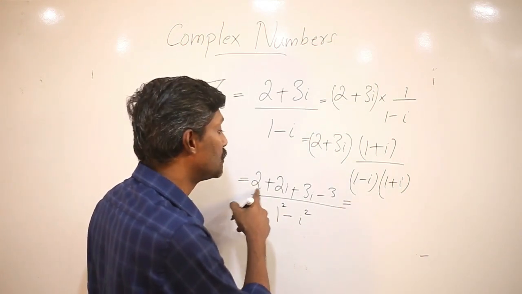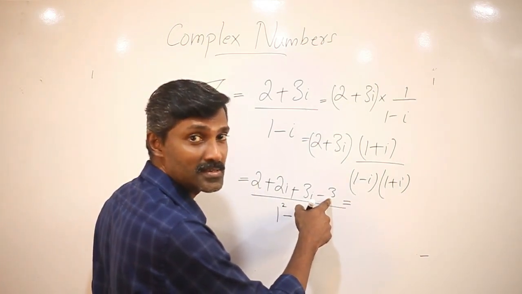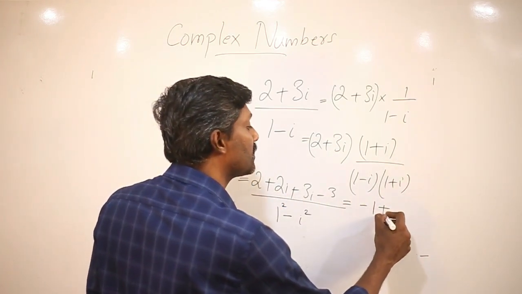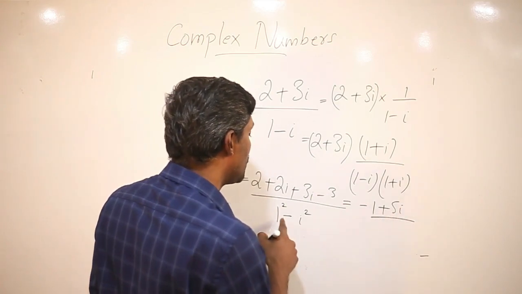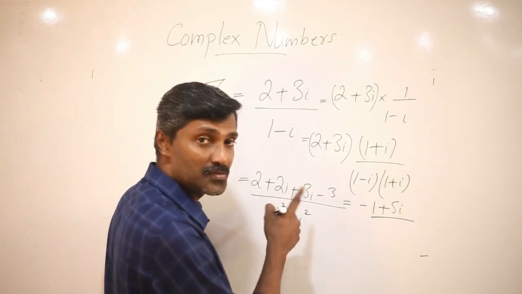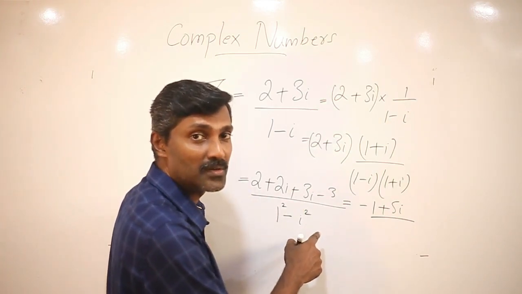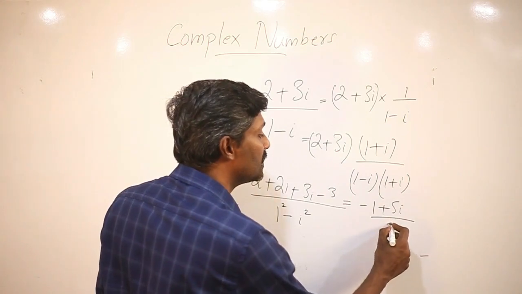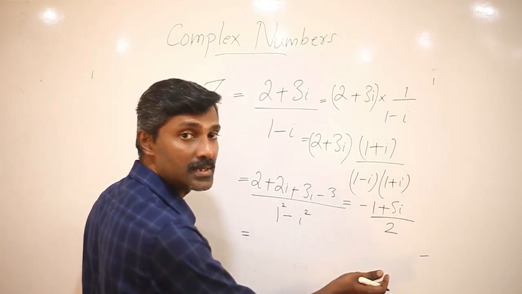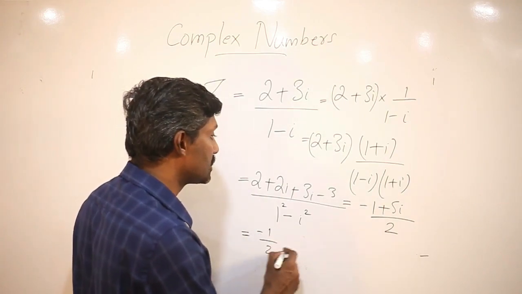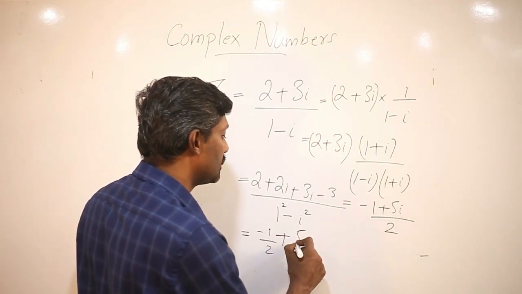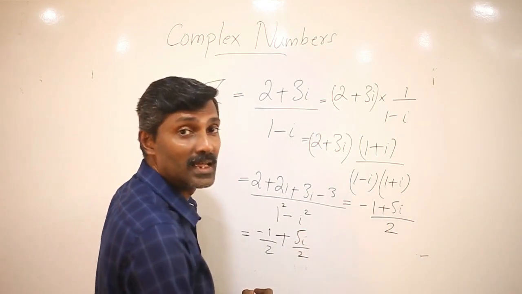Now add the real numbers: 2 minus 3 is minus 1. And what is 2i plus 3i? It is 5i, divided by, what is i square? Again i square is minus 1. So 1 square is 1, and 1 minus of minus 1 gives 1 plus 1, which is 2. So this is the complex number. If you divide it separately, you get minus 1 divided by 2, which is the real part, plus 5i divided by 2, which is the imaginary part.